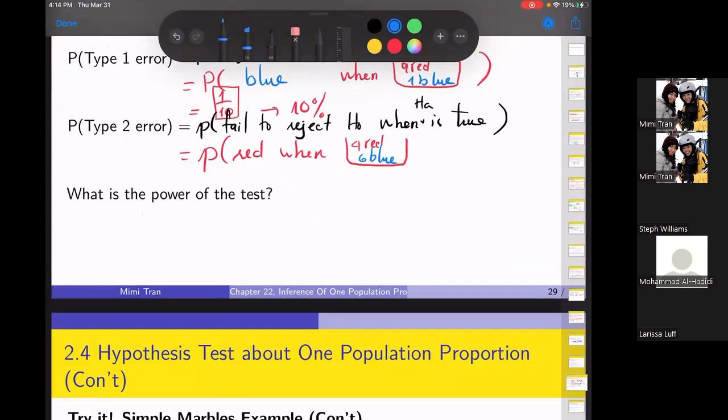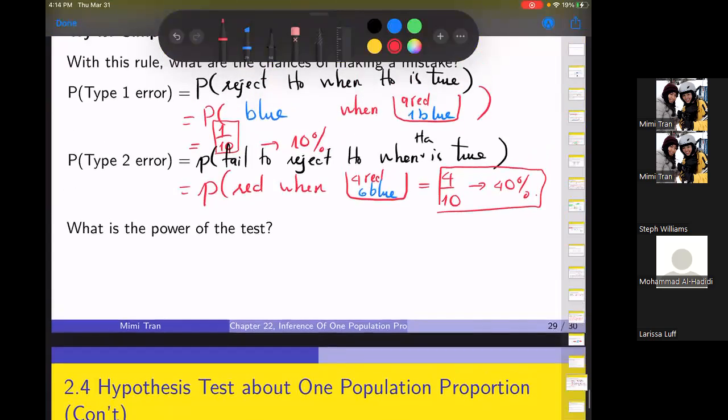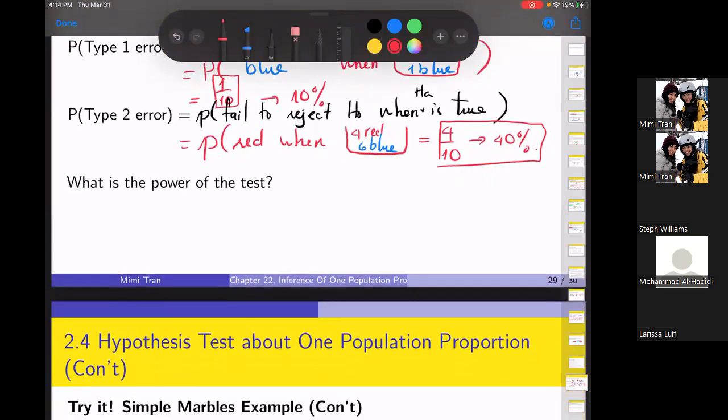Out of 10, right? Out of 10. So that means 40%. So that's your type 2 error.